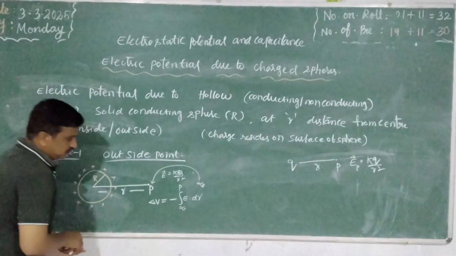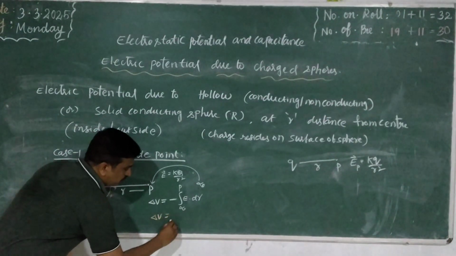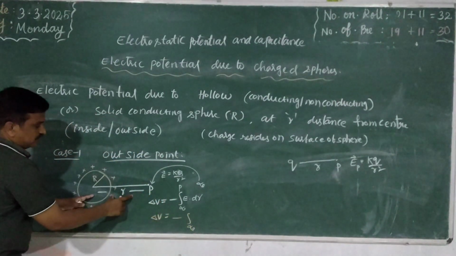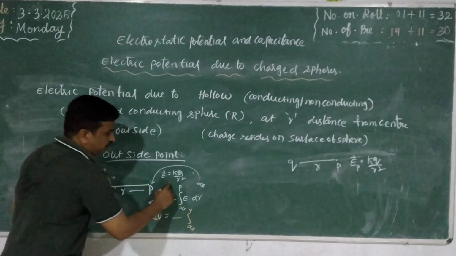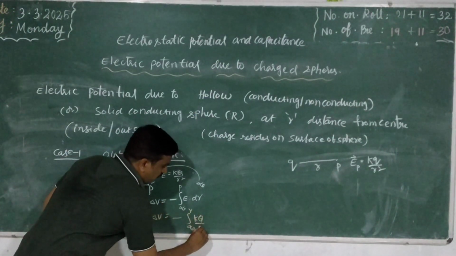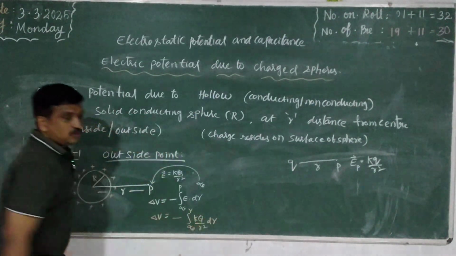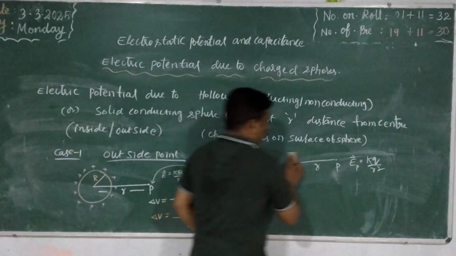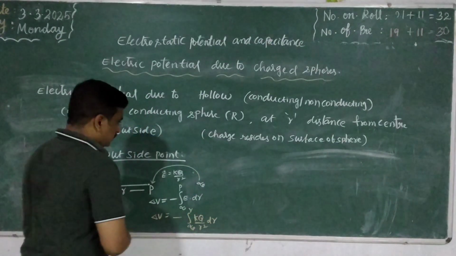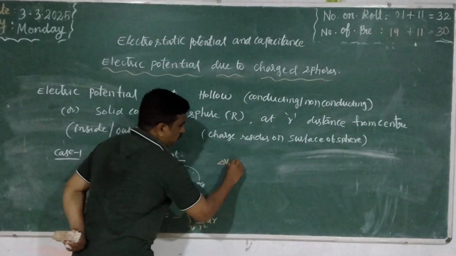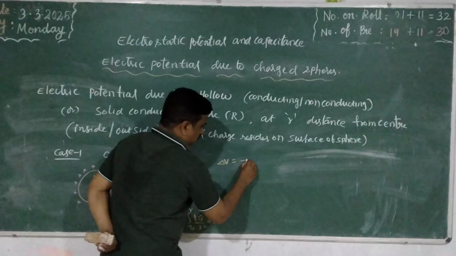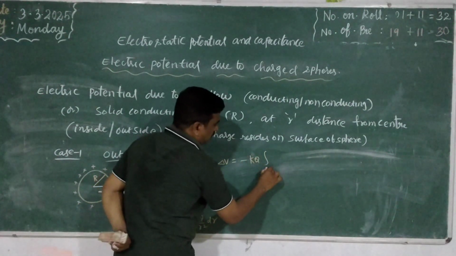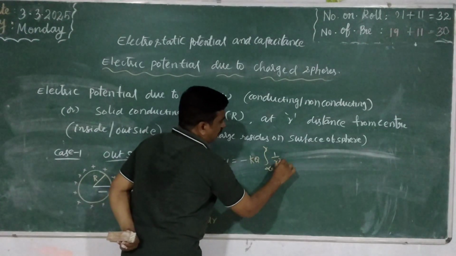In this case, delta V equal to minus integral from infinity to point P. The distance here we can write as r. E means KQ by r square dr. KQ is a constant, so we can write it outside. So delta V equal to minus of minus KQ, constant outside, integral from infinity to r of 1 by r square dr.